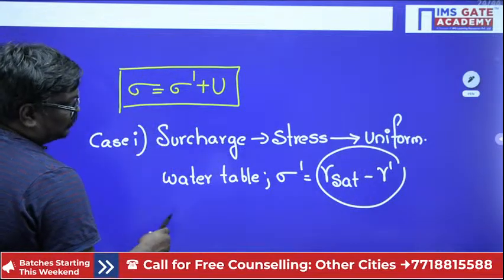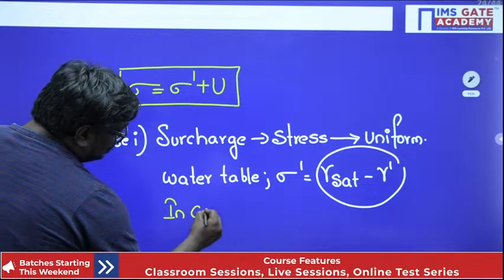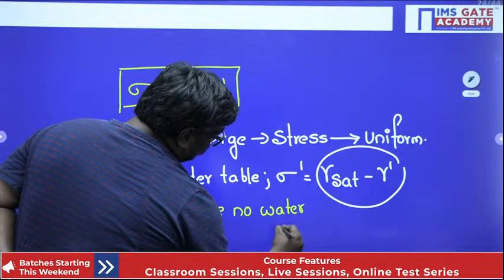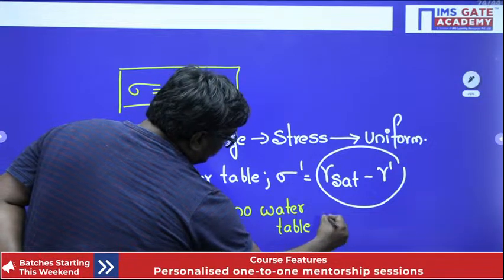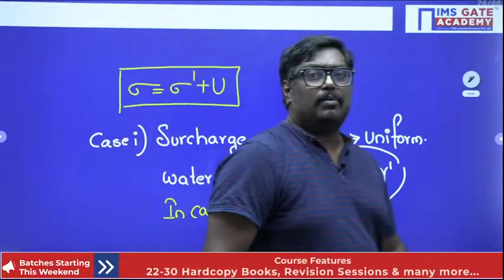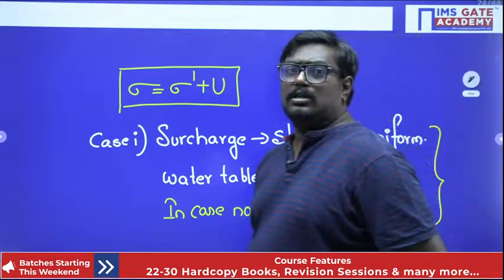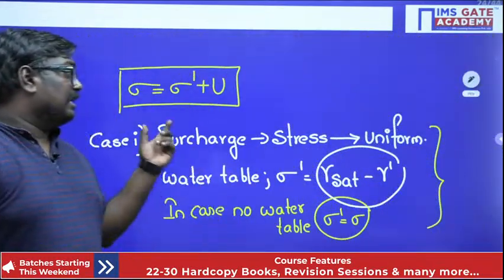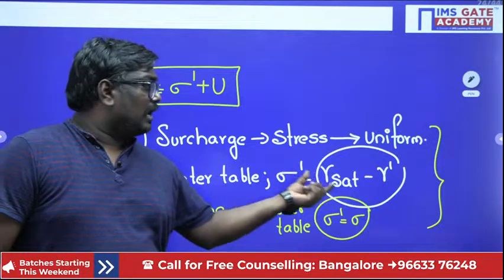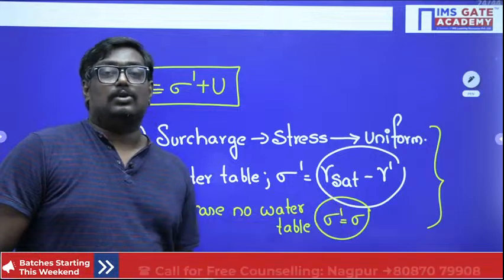And one more thing, my dear students, I would like to tell you. In case of no water table, okay, whenever there is no water table, effective stress will be equal to the total stress. Whenever there is no water table, you can imagine that effective stress will be equal to the total stress. I hope you are clear. In case of surcharge, the stress will be uniform. In case of water table, gamma sat will be replaced by gamma dash. In case there is no water table, effective stress and total stress will be the same.